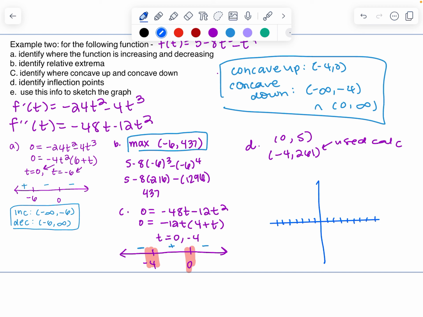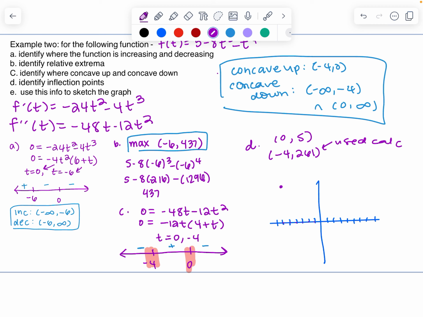And so I'm going to come through and start graphing these. I'm going to start with my max. It's going to be at -6, 437. I don't know exactly where 430 is, that's a huge number, so I'm just going to put it here and make sure that it's above my other values, dramatically. And then that's my only extrema.